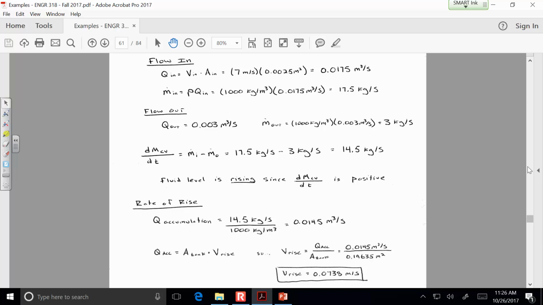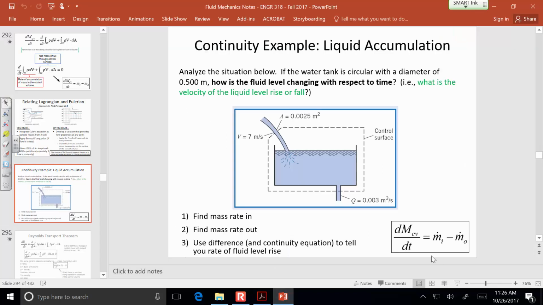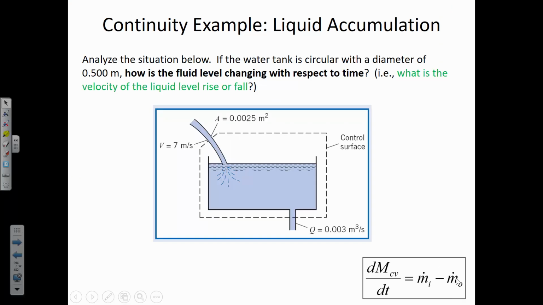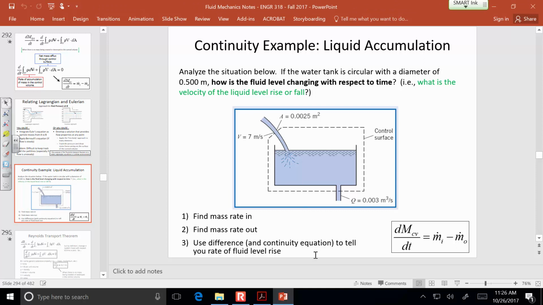Now the critical thing here is the cross-sectional area of the tank. Think of it this way. If this tank has a really big diameter, then the liquid level is going to be accumulating slowly. But if it's a relatively narrow tank, like maybe the graduated cylinder in the lab, the liquid level accumulates quickly there because the cross-sectional area is low. So in this case, you can calculate the cross-sectional area with the given diameter. This 0.5 is the diameter.